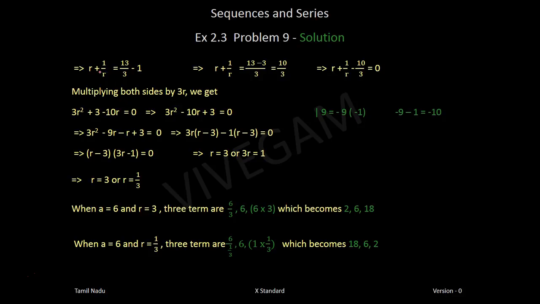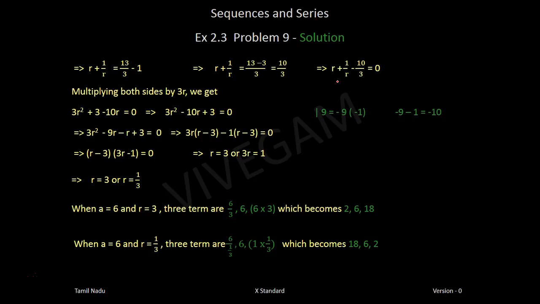Okay. So then what we do, we bring that 1 to this side of the equation. So you get r plus 1 by r equal to 13 by 3 minus 1. And this, when you take LCM, you will get 13 minus 3 by 3, that is 10 by 3. So then you bring this to the left hand side. So it becomes r plus 1 by r minus 10 by 3 equal to 0.